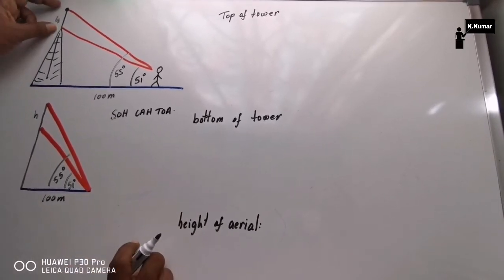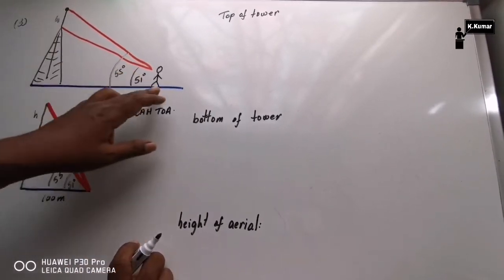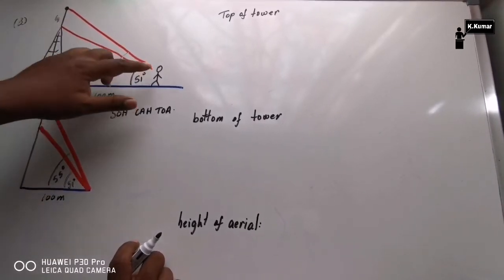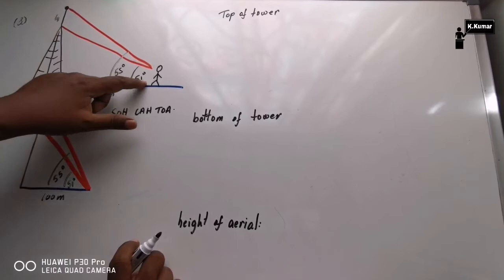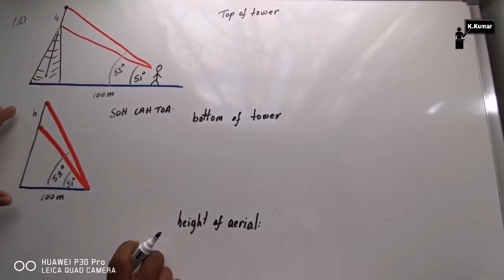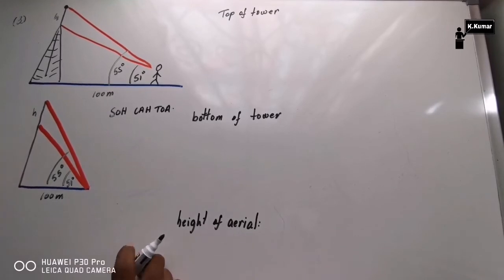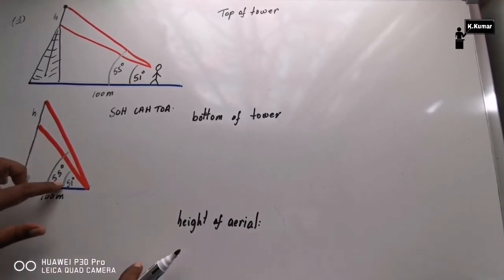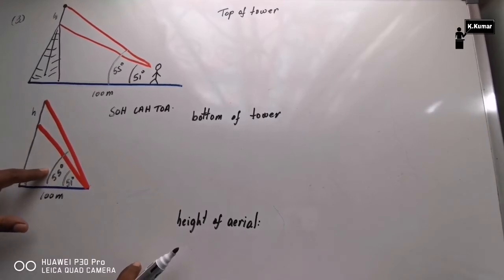You have the tower, and the aerial is an antenna. So the surveyor is looking at the bottom of the aerial and the top of the aerial. The angle of elevation to the bottom is 51 degrees and to the top is 55 degrees. Taking this into consideration, we extract our triangle. We have a right angle triangle with two angles of elevation, one being 51 and one being 55.